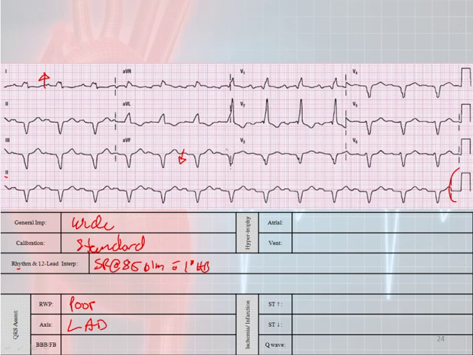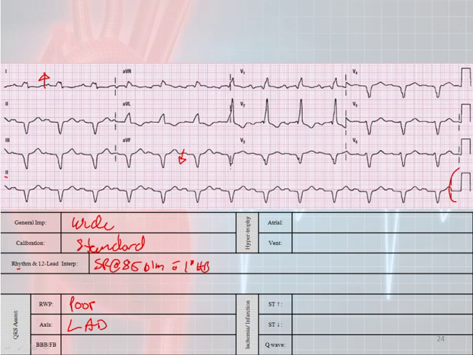For bundle branch blocks, it looks like we do have a wide QRS here. Now, if we look at V1, we start at the J point and travel backwards, we actually go up. If we had the turn signal method, we would probably be going right here. So let's look to see if we have the rest of the criteria. Do we have an RSR prime? We actually do. There's an RSR prime in V1.